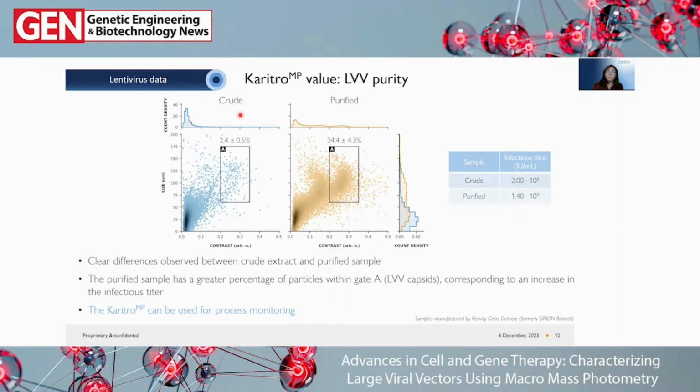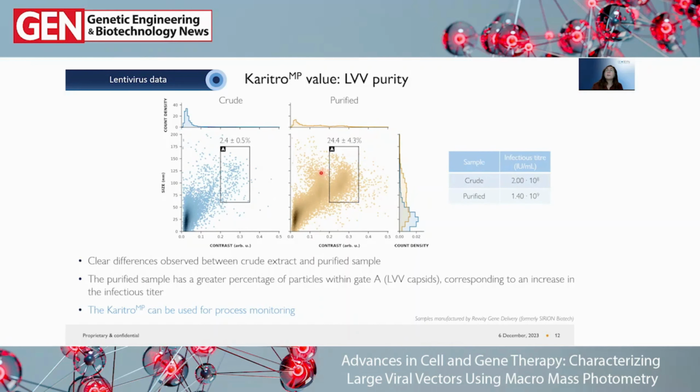What we have in here is a comparison between a crude sample and a purified sample from the same prep. And what we can see by applying the same gates as defined in the slide before is that the number of counts goes from 2.4% in the crude to about 24% in the purified sample, increasing by tenfold. So this is quite promising, because effectively what we are seeing is an enrichment of lentiviruses as you go along with the purification.